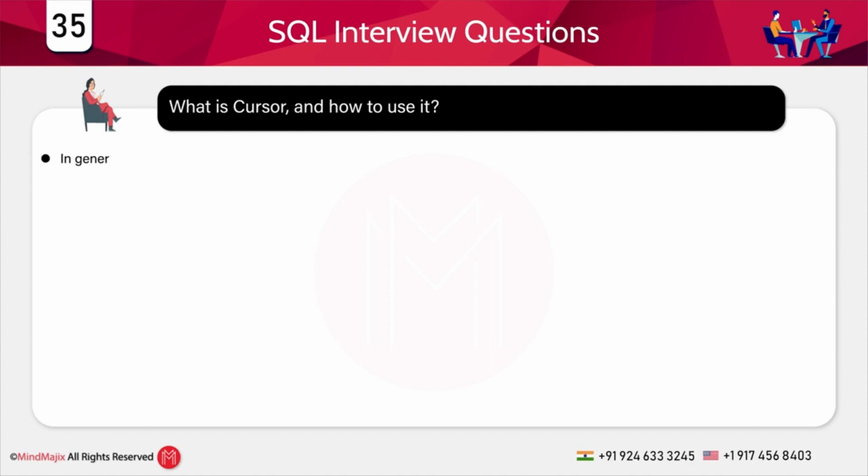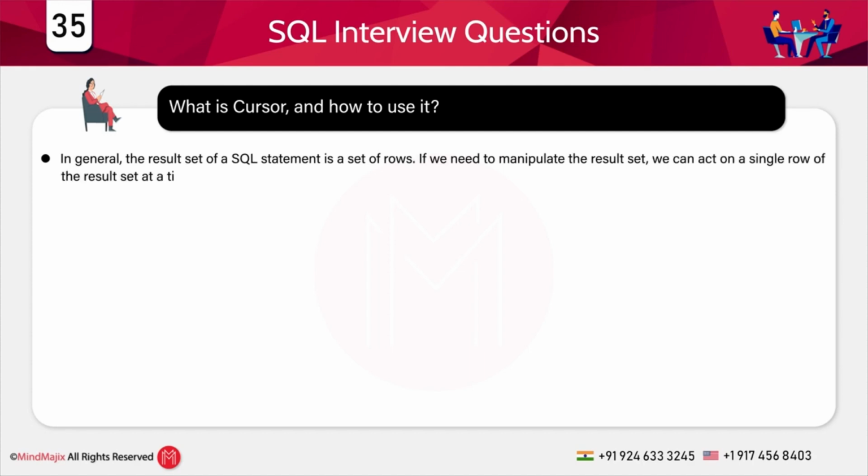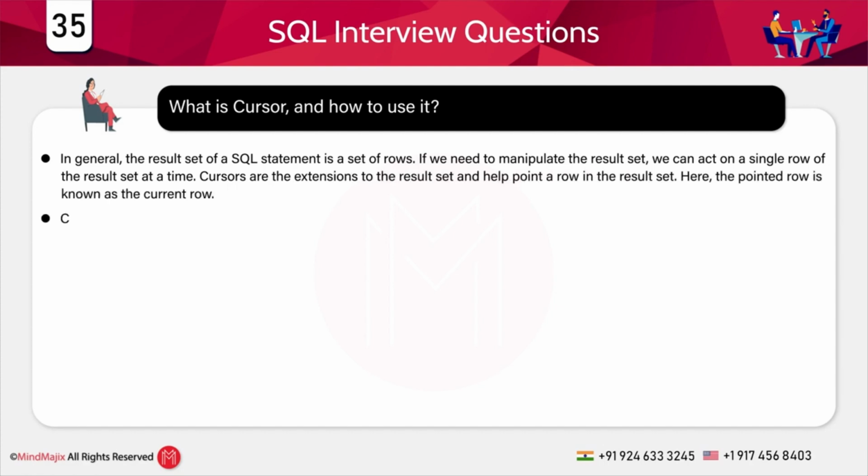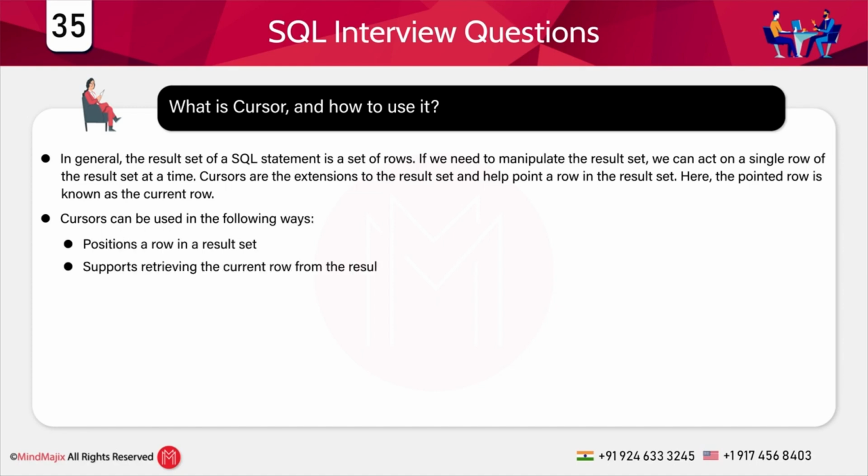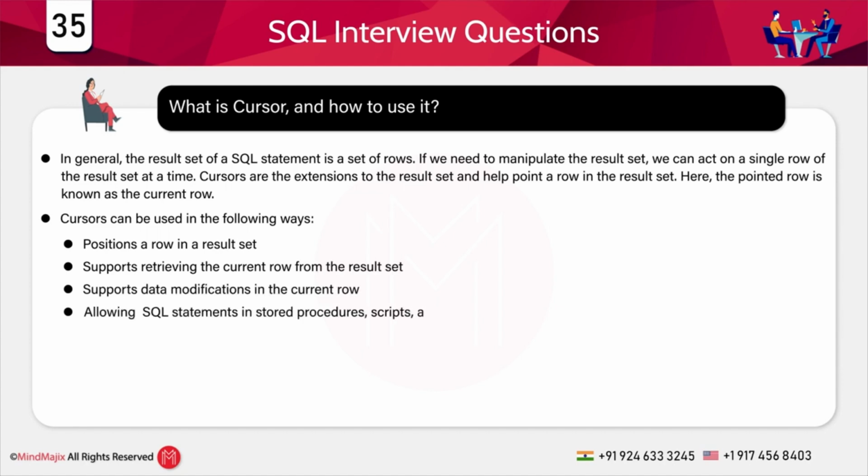The next question over here is, what do you mean by cursor and how do you use it? In general, the result set of a SQL statement is a set of rows. If we need to manipulate the result set, we can act on a single row of the result set at a time. Cursors are nothing but extensions to the result set and help point to a row in the result set. Here the pointed row is known as the current row. Now if you talk about the uses of cursors, a cursor positions a row in a result set. It supports retrieving the current row from the result set. It supports data modifications in the current row, and it allows SQL statements in stored procedures, scripts, and triggers to access the result set.